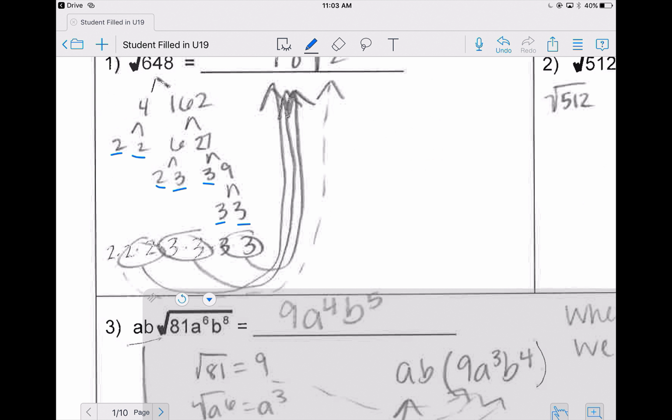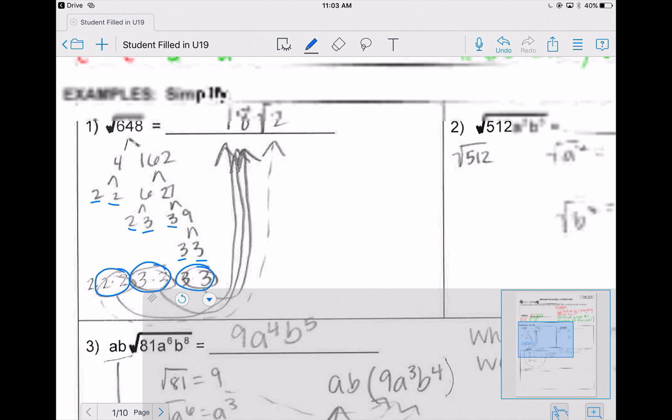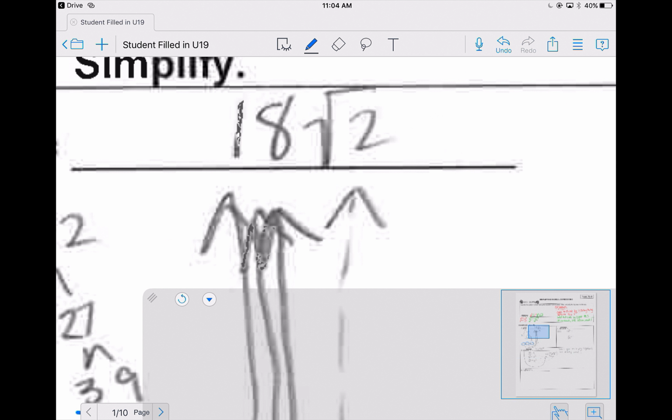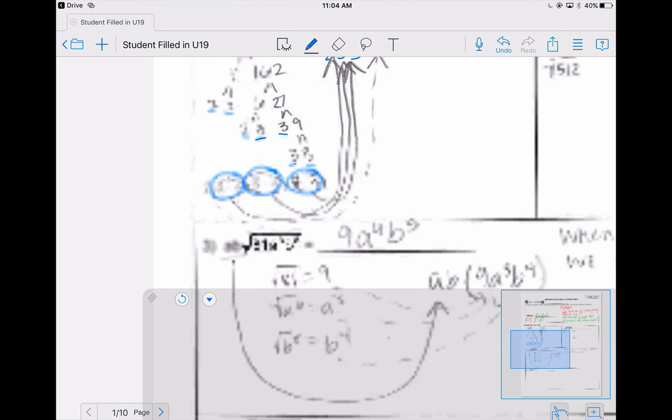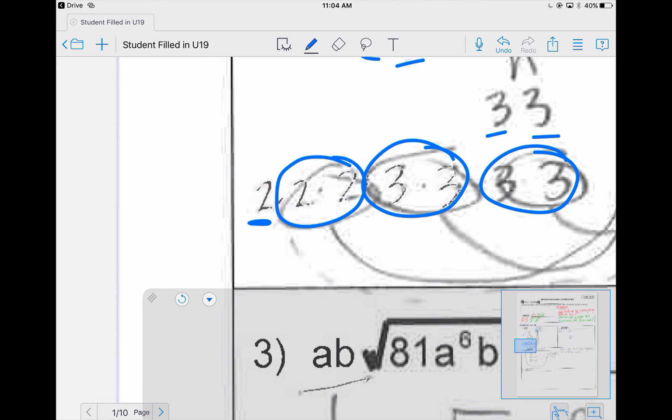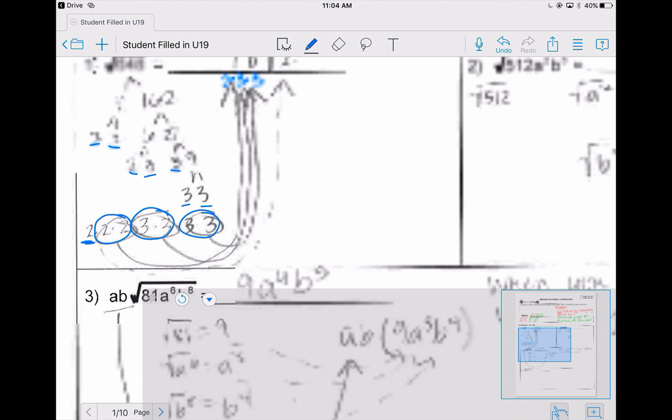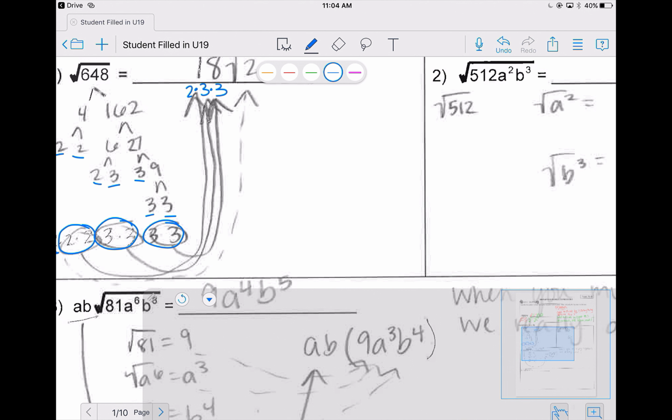So that is all written out here. Whatever pairs you take out, we take out a set of 3, another set of 3, and a pair of 2's, and those all come outside. So we took out a 2, a 3, and a 3, and those multiply together to get 18. And then left on the inside, this 2 over here does not have a friend. No one will go outside to play with it, and so that 2 stays inside the square root.